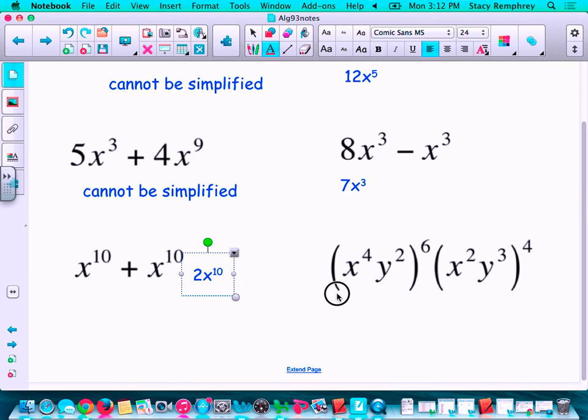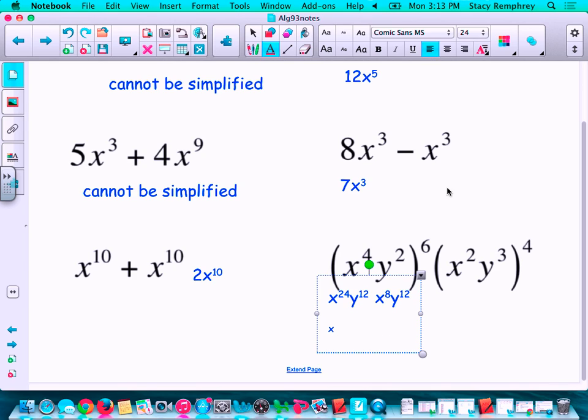Over here, now look. No more multiplying. So I'm going to do each part at a time. I'm going to take this half, and I'm going to just multiply the 6 and the 4 and the 6 and the 2. So that's going to give me x to the 24th, y to the 12th, x to the 8th, y to the 12th. Now, again, look, I have 24 x's here and 8 x's here.